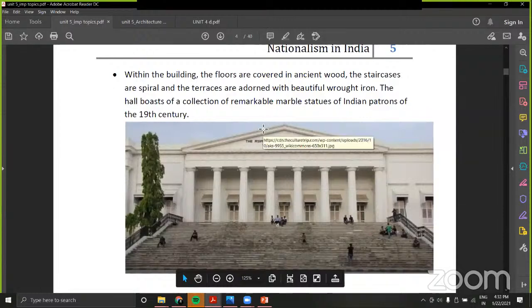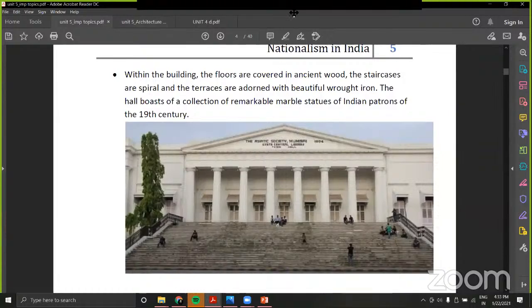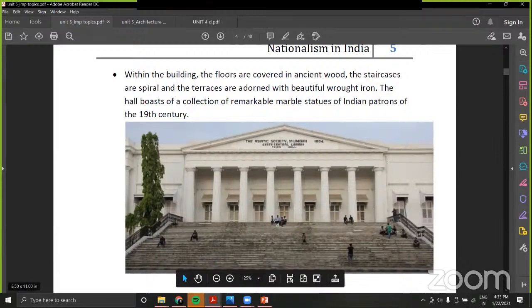Now it acts as the state central library. It is a very big library, so when you are visiting Mumbai, do visit this library. So this is what they are saying: a flight of 30 stairs, and within the building, floors are covered in ancient wood. The staircases are spiral, and the terraces are adorned with beautiful wrought iron. These are the Doric orders, columns inspired by Greek and Roman styles.